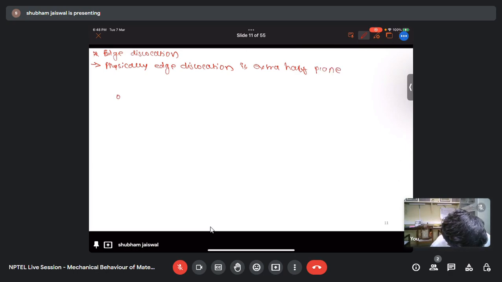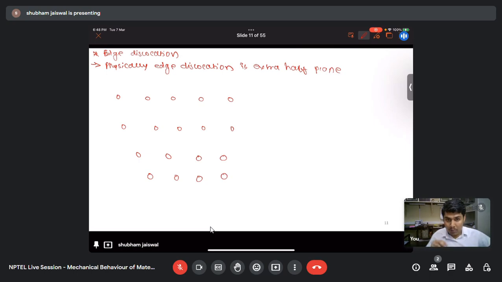Okay, so let me draw. Let's say this is a perfectly ordered crystal, in which we are adding one extra plane. I'm just representing the atoms here, but these are nothing but planes. So okay, let me draw the plane. Okay. So let's see.